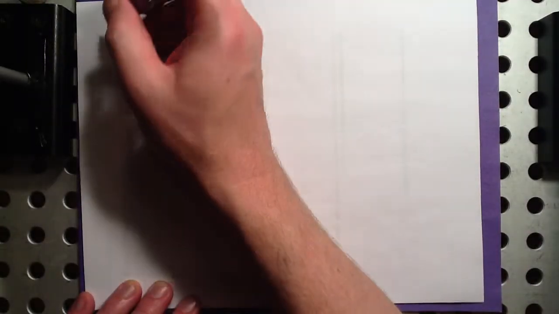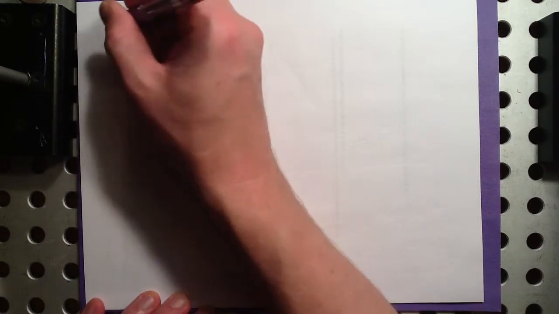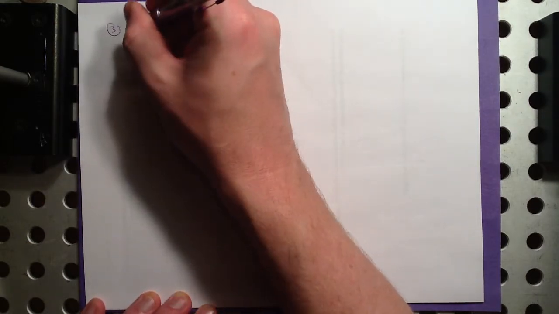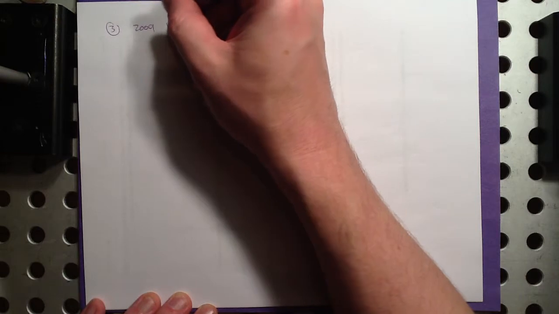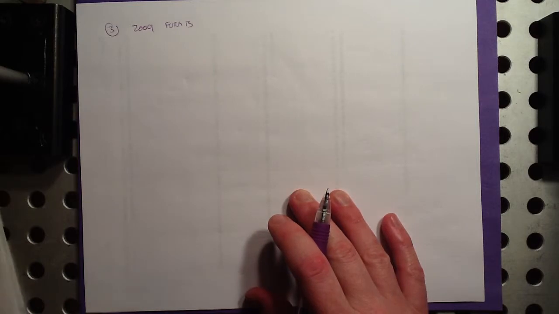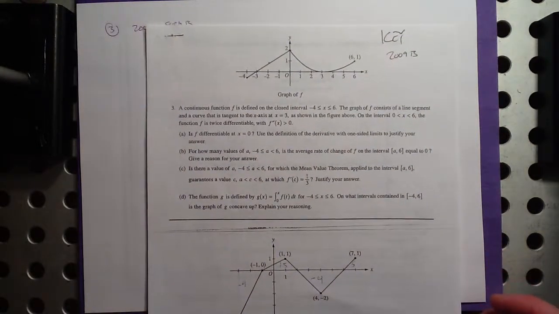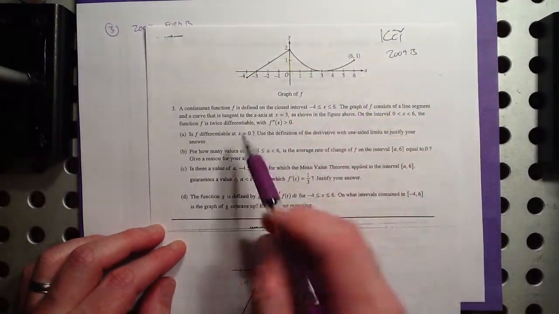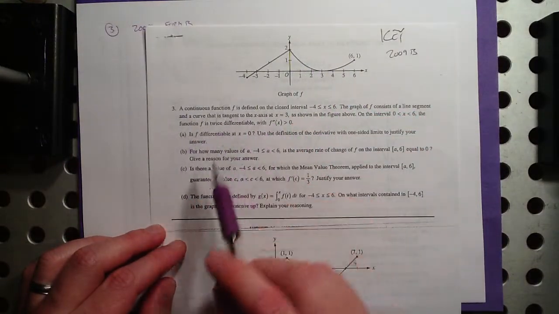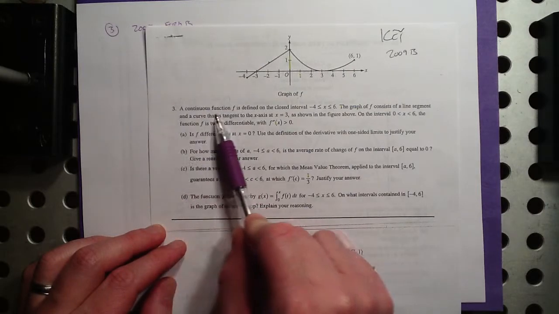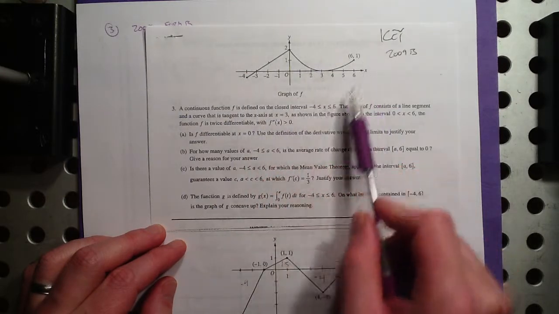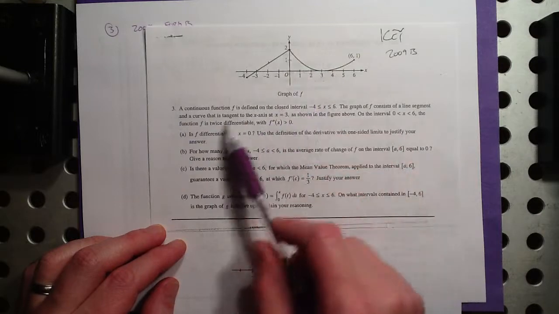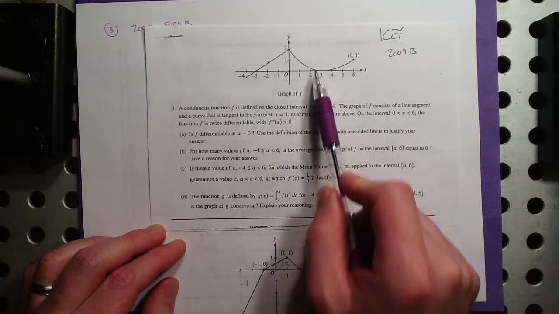This video contains the solution to free response question number 3 from the 2009 AP Calculus BC exam, Form B. And in this problem, given a graph that looks like this, and this is with calculator, it's number 3. Continuous function f is defined on the closed interval from -4 to 6. The graph consists of a line segment and a curve that is tangent to the x-axis at x equals 3.